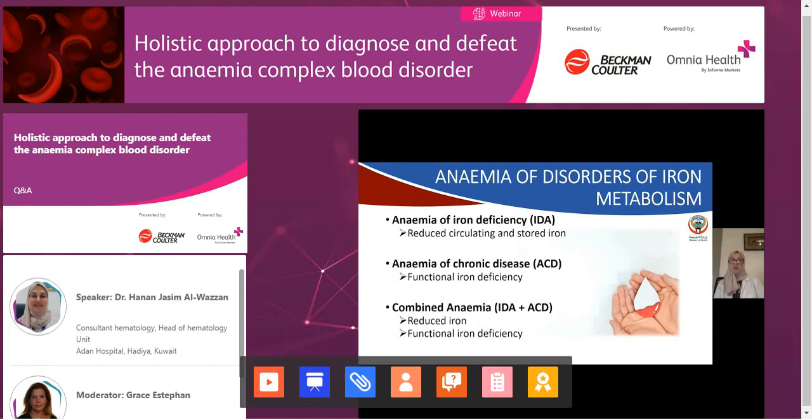Diagnosis of anemia of disorders of iron metabolism. It can be either anemia of iron deficiency, where there is reduced circulating and stored iron, or anemia of chronic disease, where there is functional iron deficiency, or combined anemia, which is iron deficiency anemia and anemia of chronic disease.